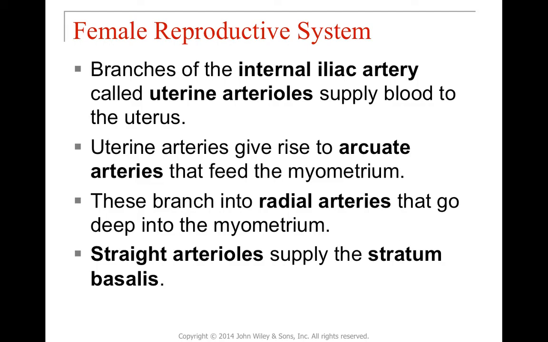Now, this whole region is going to be highly vascularized. So the vasculature is going to be coming off of the internal iliac artery. And we have these branches called uterine arteries that are going to supply blood directly to the uterus. Those are going to come together to arcuate arteries that are going to feed into the myometrium. Then they branch out, they form these radial arteries that go very deep into the myometrium. And we also have another set of arteries, straight arterioles, that go directly to the stratum basalis.